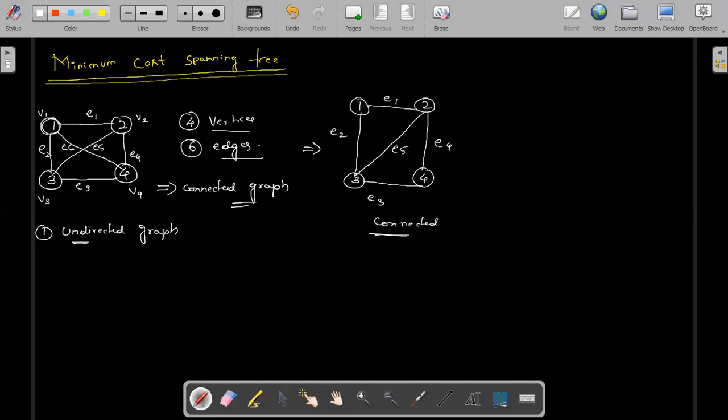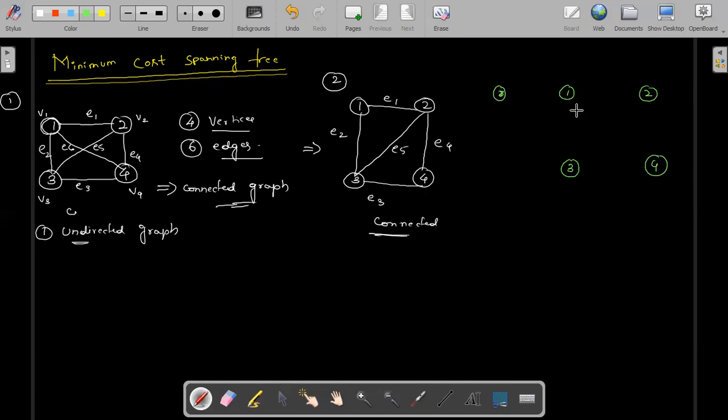So let's take this one as 1. It is also a connected graph. Already. Okay, let's take this one as 2. This is also a connected graph. Again, take one more also, number 3. 1, 2, 3, again 4.